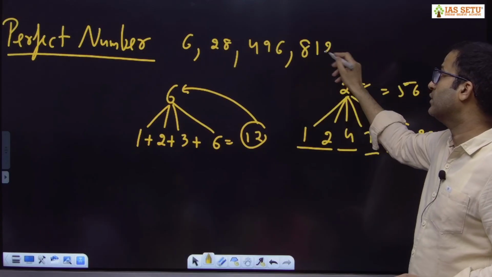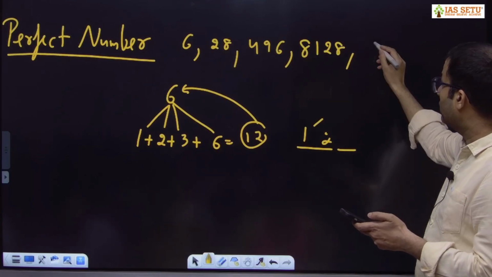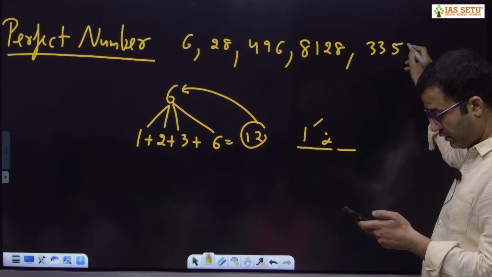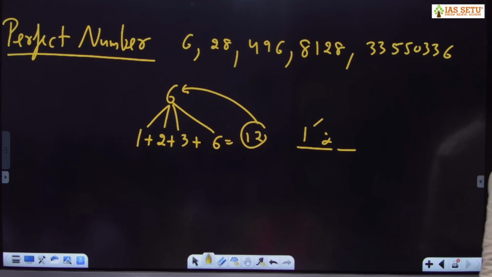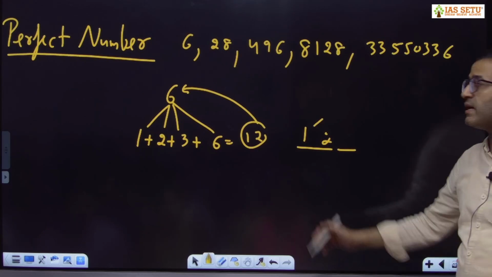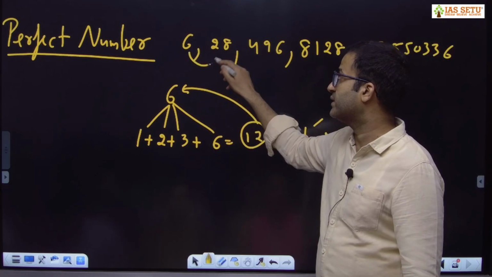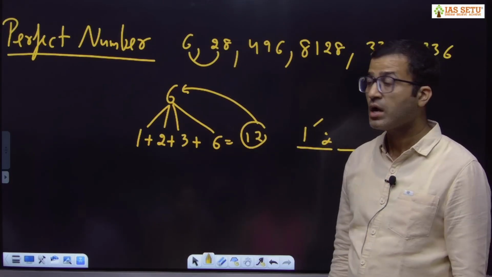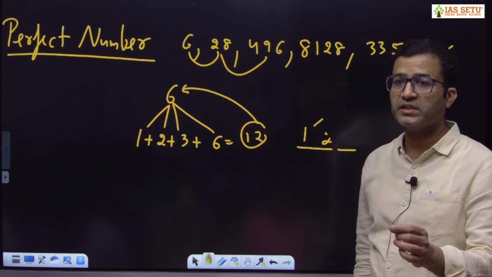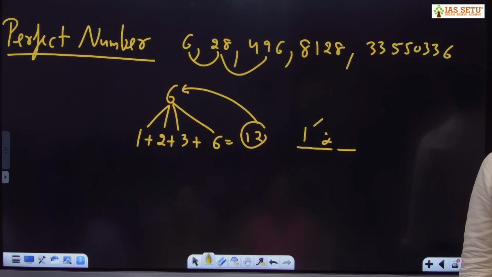Then 8128. Then the fifth one is 33550336. It doesn't mean I'm giving only a few examples. There is no perfect number between 6 and 28. After 6, the next perfect number is 28. After 28, the next perfect number is 496. 496 is your third perfect number. This is your fourth perfect number.